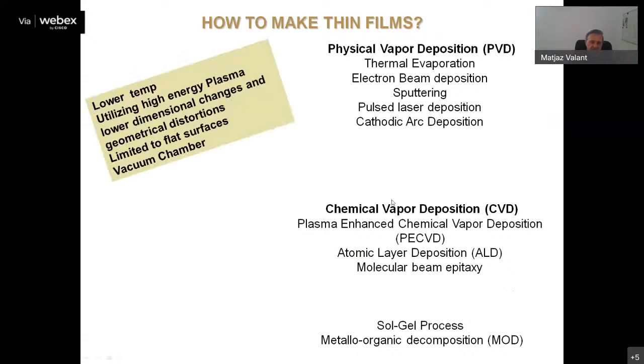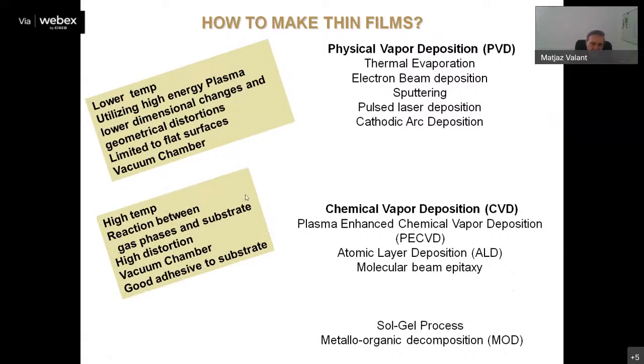One or another, they have advantages and drawbacks. So for physical vapor deposition, we can use lower temperature, and then we utilize some kind of effects in order to get the material from solid state to gas state. Well, we work in a vacuum chamber, and we are restricted a little bit with the dimensions of the substrate. It's not very flexible in terms of how we can upscale such technology.